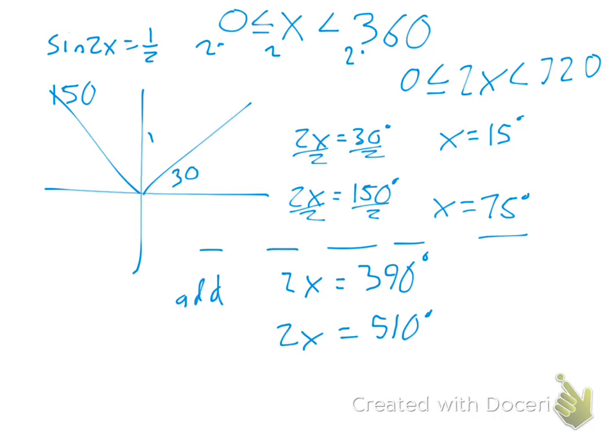That means I could divide these by 2. What's 390 divided by 2? 195.